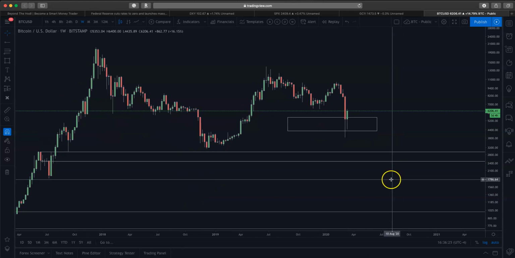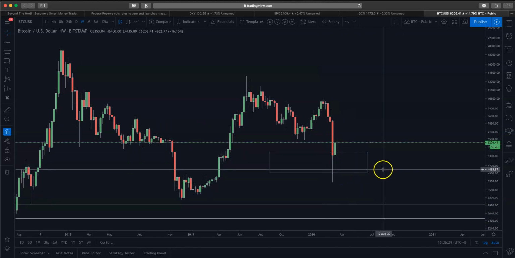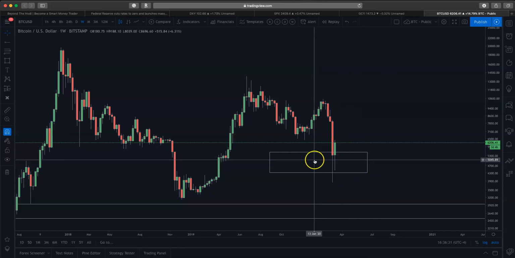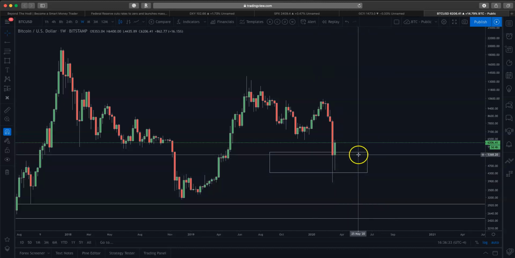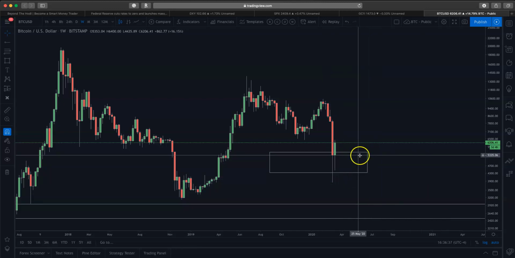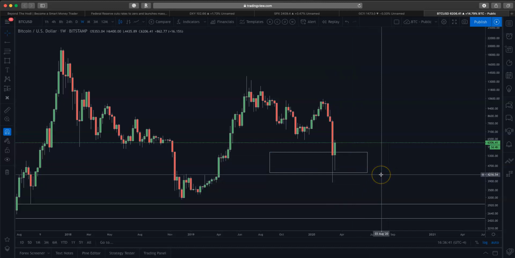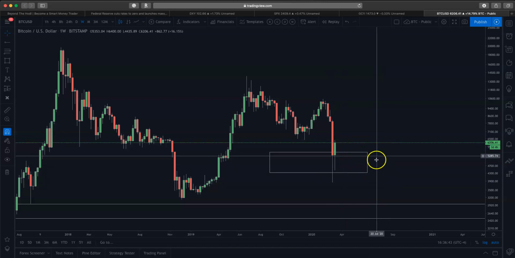So right now, if we're assuming that Bitcoin could potentially behave like gold, then we could potentially have seen some type of bottom in Bitcoin, and we could potentially see a consolidation around this area until the US dollar peaks, and then we would see a major rally in Bitcoin.